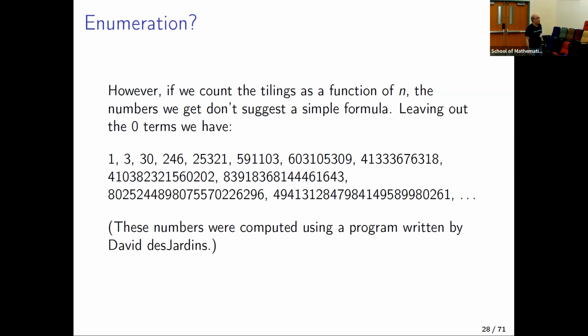But if we're doing combinatorial enumeration, we can say, well, how many ways can you do it? So David Desjardins wrote a computer program that can count tiling problems of a fairly general kind. And I ran it on this problem, and I got some numbers that I don't really know what to do with. They're not in the OEIS. If you give them to superseeker, it shrugs. If you ask people who know a lot of integer sequences, they say, I don't know. So it's not clear to me what's going on here.